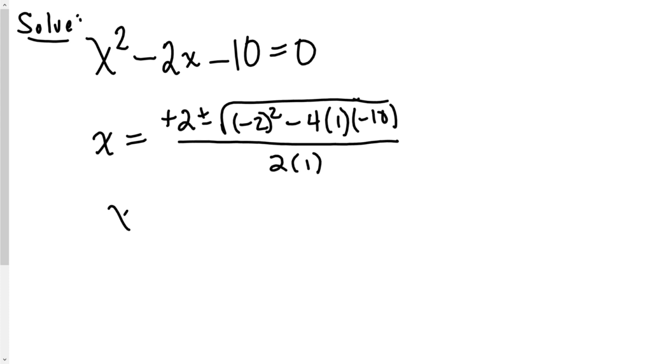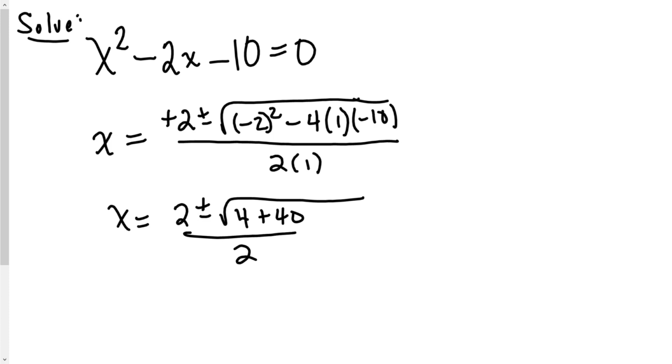All right, so let's simplify the little bits inside here. We've got 2 plus or minus square root. A negative 2 squared is going to be a positive 4. Then we have a negative 4 times 1 times negative 10, so plus 40, over 2. Then we're going to say, all right, x is equal to 2 plus or minus the square root of 44 over 2.